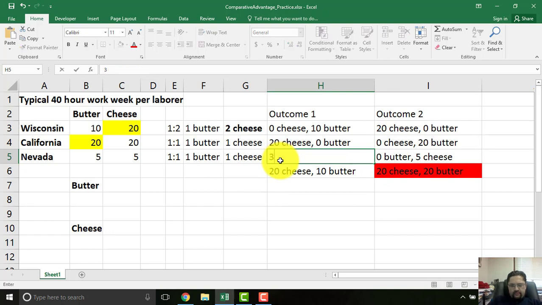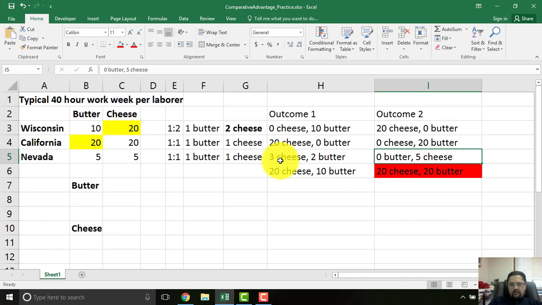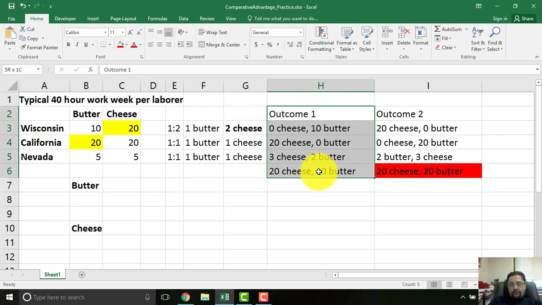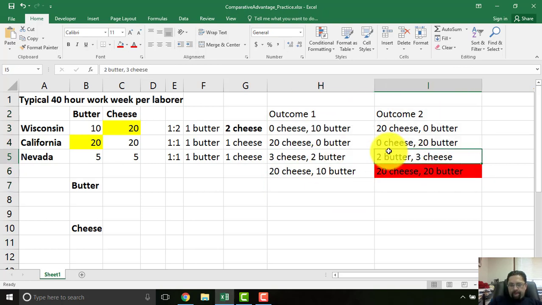We could have them produce 3 cheese, 2 butter, and then over here, 2 butter, 3 cheese. Keep in mind, these are different situations. They're not doing both. It's one or the other. They could produce a little bit of this, a little bit of that. So hopefully that was helpful to you on how to break this down.